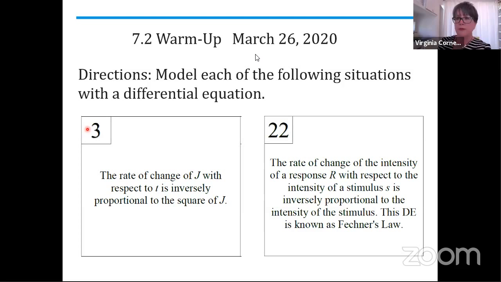So here's our warm-up for today, and it goes back to yesterday's lesson, which was to model situations with differential equations. Our first one here, number 3, should look really familiar to you. It's the one that we made a mistake on yesterday. Well, I should say I made a mistake on it yesterday. Oh no, I followed your mistake.